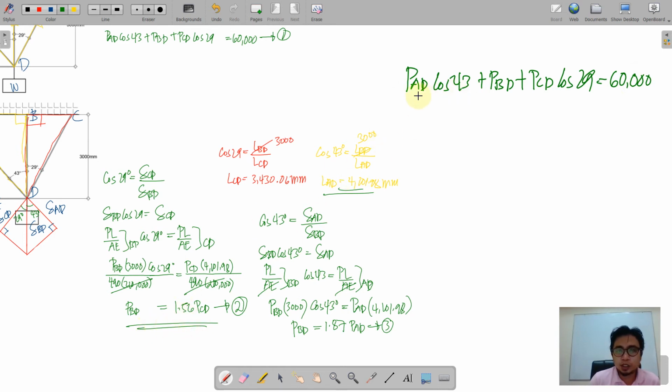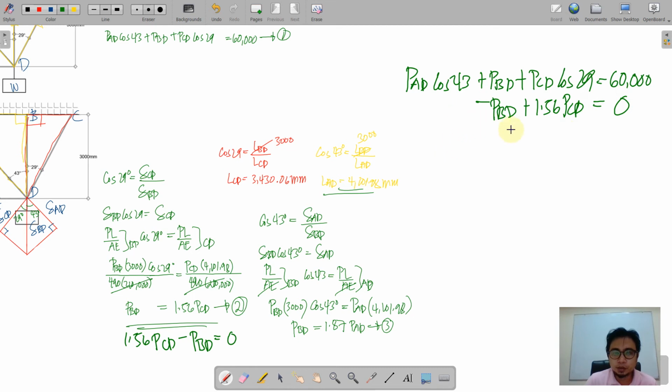Second equation, we'll just arrange it according to this arrangement. So we do not have PAD here, so that is 0. And then this is 1.56 PBD. From this actually, I'll just transfer PBD to the other side. We have 1.56 PCD less PBD is equal to 0. So by that we can place here negative PBD, and then this is 1.56 PCD is equal to 0. This is the second equation.